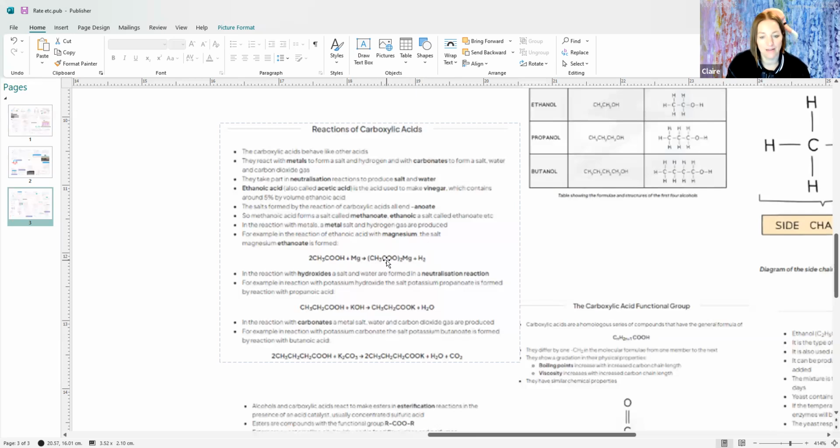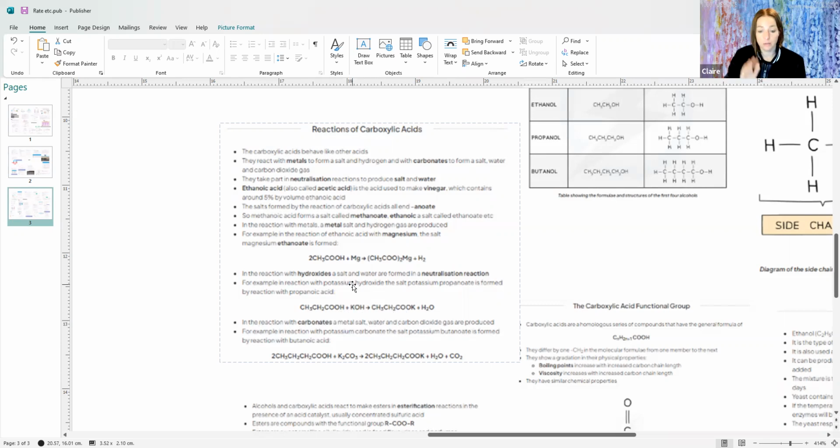Now it does start to look a bit complicated, the written format of the formula. I always personally have to draw it. When it comes to things like this, the written one is absolutely fine, but I draw it first and then I can write it out in that format. Okay, that's just my way of doing things, making sure I avoid silly mistakes. So I recommend that. In the reaction with carbonates, you get a metal salt, water, and carbon dioxide.